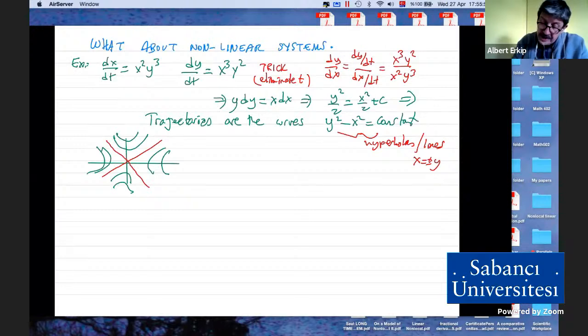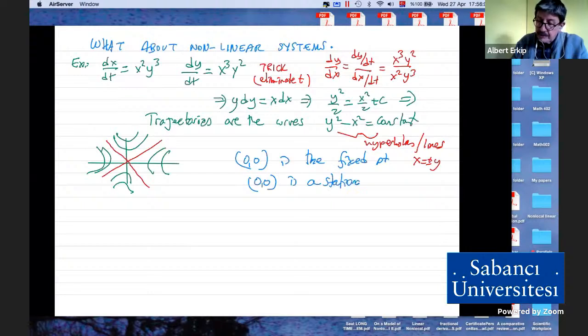Okay, and of course, (0, 0) is the only fixed point. So that means (0, 0) is a stationary solution. Why? Because if you put x equals 0, y equals 0, it is a stationary solution. So I have a stationary solution here that doesn't really move. And I have the other solutions. Which way do they go? Well, I don't really know, hyperbolas. But if you look at the signs, you'll say these are like all the trajectories.